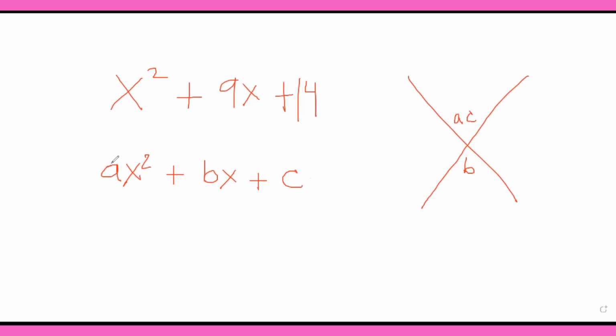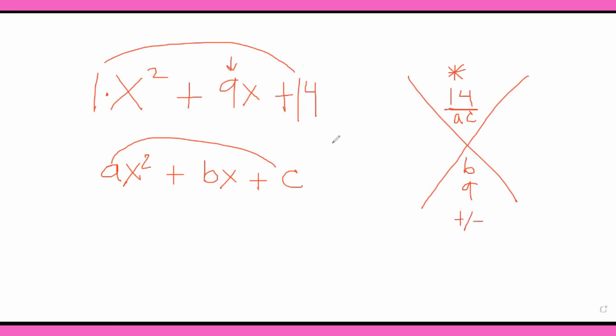So if we're doing a times c, for us, we have our little invisible 1 here. That would be 1 times 14. So 14 goes in my top spot there. Then b would be here. That would be 9. And ACB, or the top spot, we're looking for factors that multiply to get 14 and add up to or subtract to get 9. So that's where we're headed.